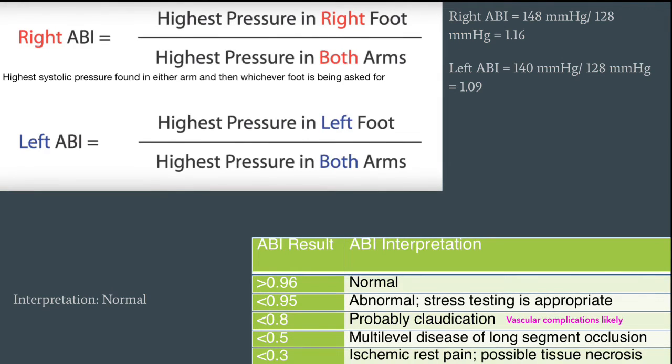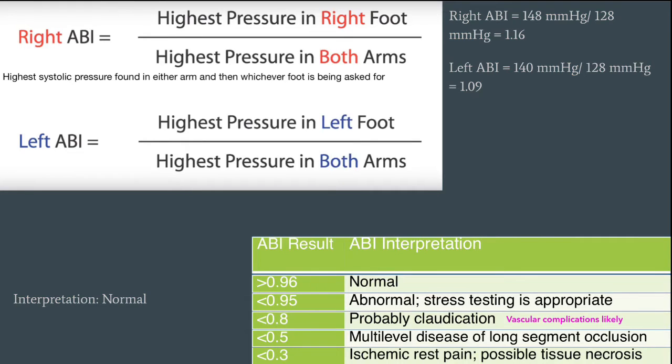Then the same thing in the left ankle brachial index, except we take the highest pressure in the left foot over the highest pressure in both arms. So the left ABI would be 140 over 128, which would give us 1.09. And overall, if we look at our interpretation chart, we can see that both interpretations are normal.